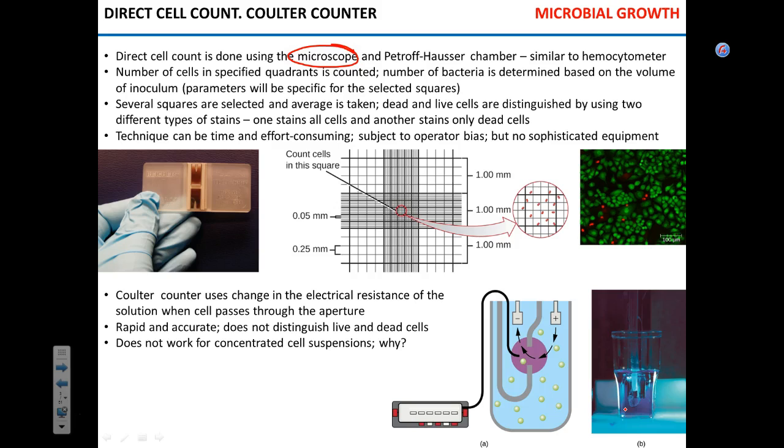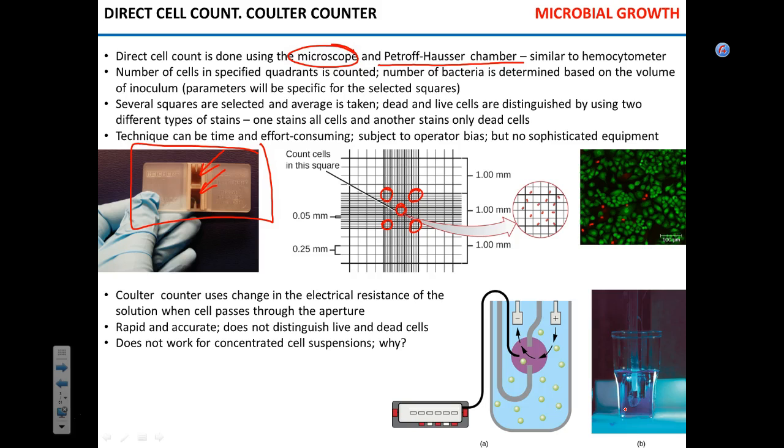To do this in a quantitative way, we count cells in the so-called Petroff-Hausser chamber. So it's essentially a slide which has a metal grid on it. You apply your sample onto that grid, and cells randomly distribute across the grid. Okay? And then you look in the microscope and you look at quadrants on the grid, and you count the number of bacteria in each quadrant.